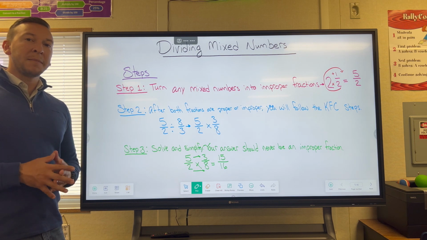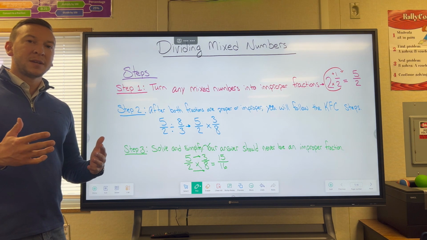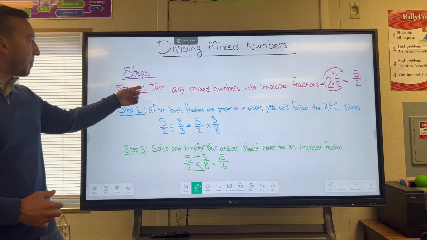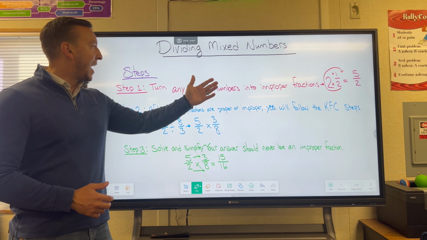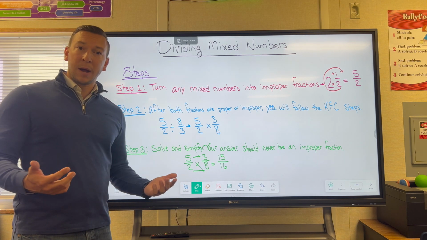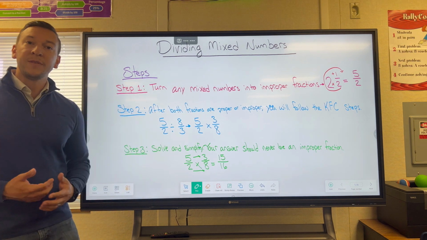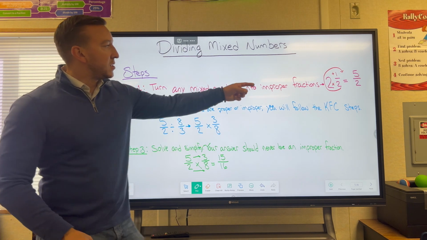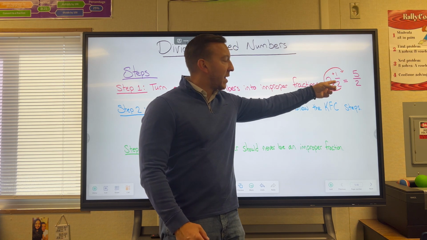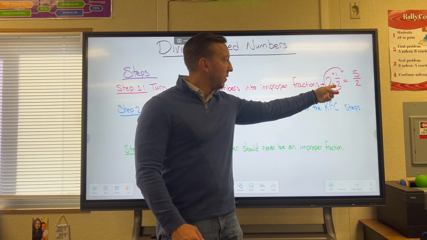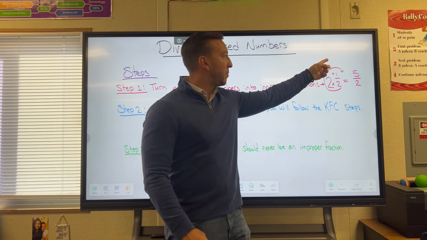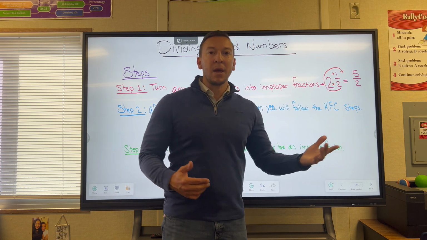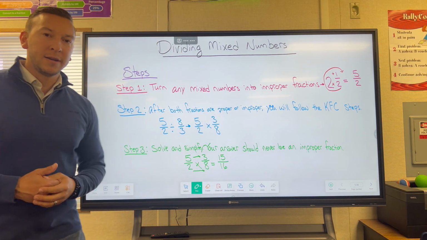You see, dividing mixed numbers is using steps that we've already done in the past. Let's look at this. Step number 1, turn any mixed number into an improper fraction. Well, in our previous video, you remember we used the spin wheel method. And as you can see here, we multiply denominator times the whole number. That gets us 4, carry it up, add the numerator. 4 plus 1 is 5, denominator stays the same. You already know how to do that.